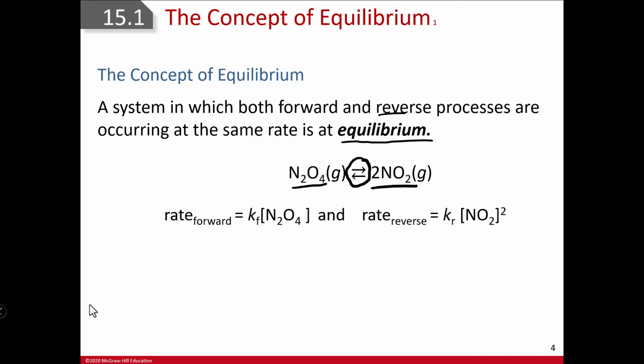And so look at what this means. It's the rate of the forward reaction, so we're just going to focus on this part, is equal to the rate constant times the concentration of the reactant. This is actually the kinetics. All right, so we learned this in the previous chapter.